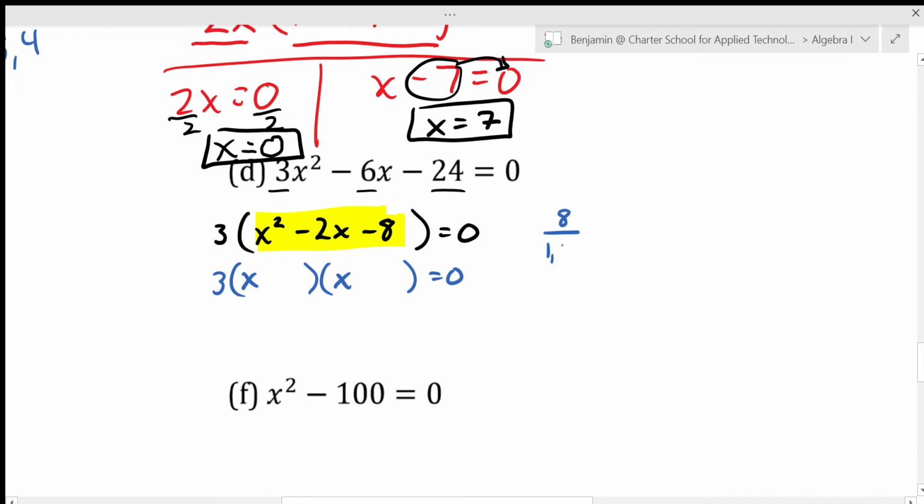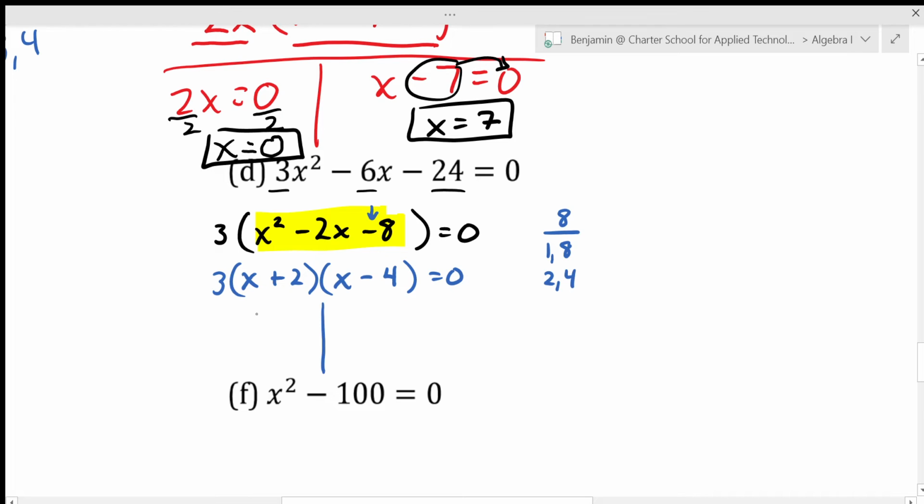I have 1 and 8, and 2 and 4. I know I have to do subtraction because that's a negative 8. So I need a positive and I need a negative. I just have to figure out which one goes in what spot. I know the 4 has to be negative because I have a negative 2, because the bigger one has to be negative.